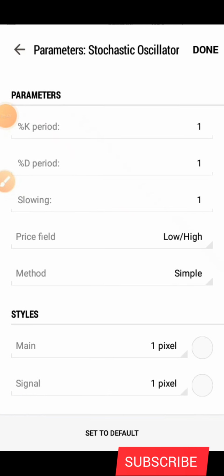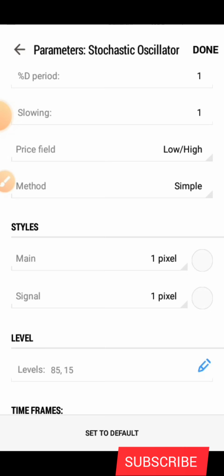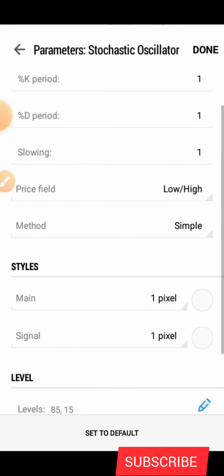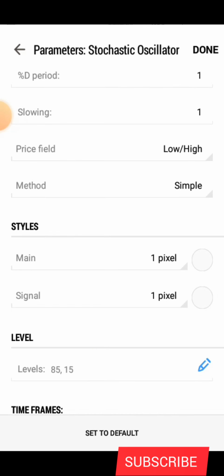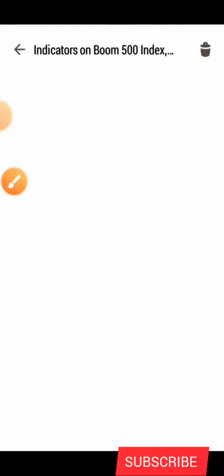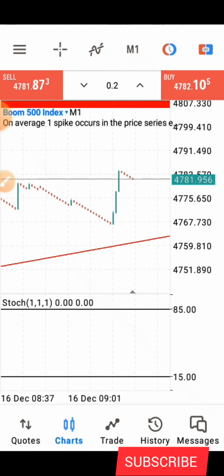Make sure you note down this thing somewhere, because I will not repeat these settings anymore. After this, you click on done. As you can see, the levels are 85 and 15, so make sure you note it down. You add this, and you can see we have our levels here now.